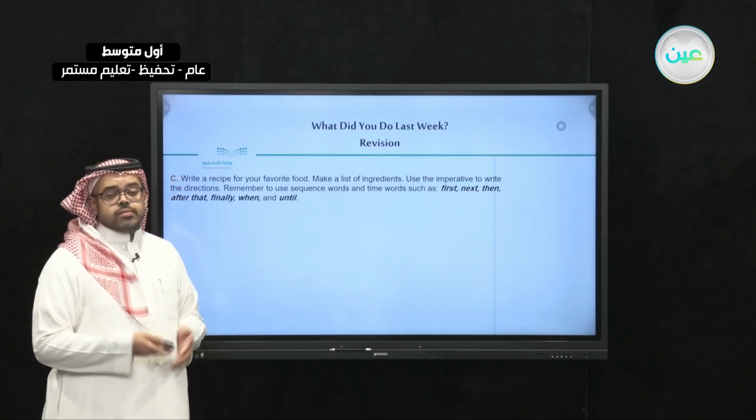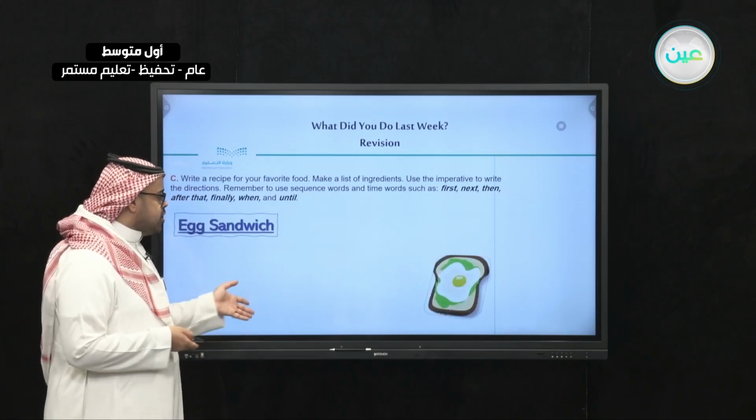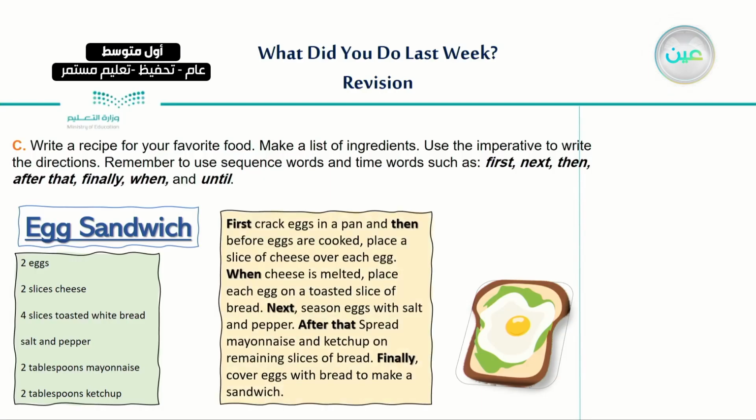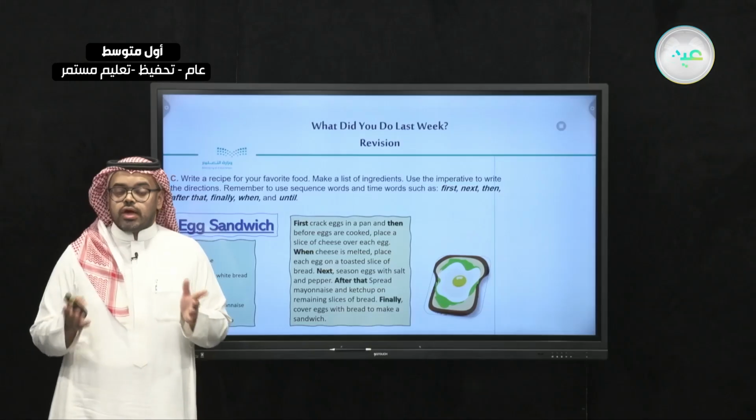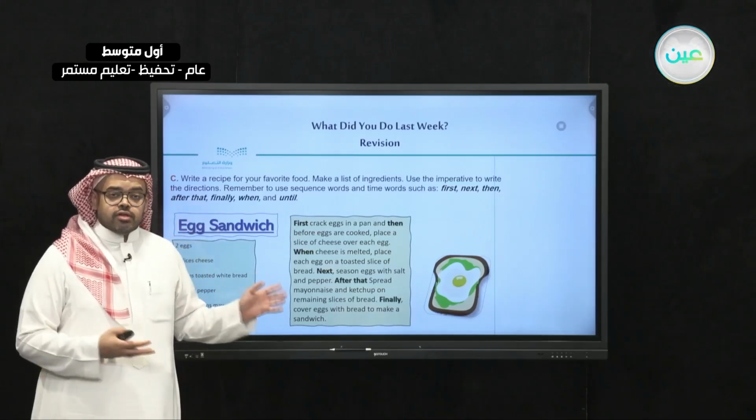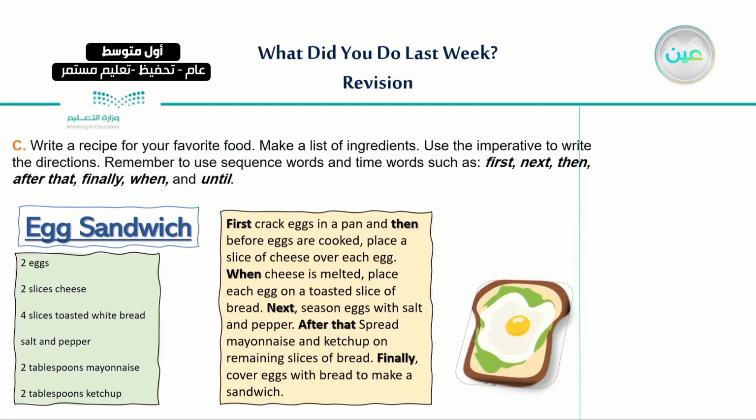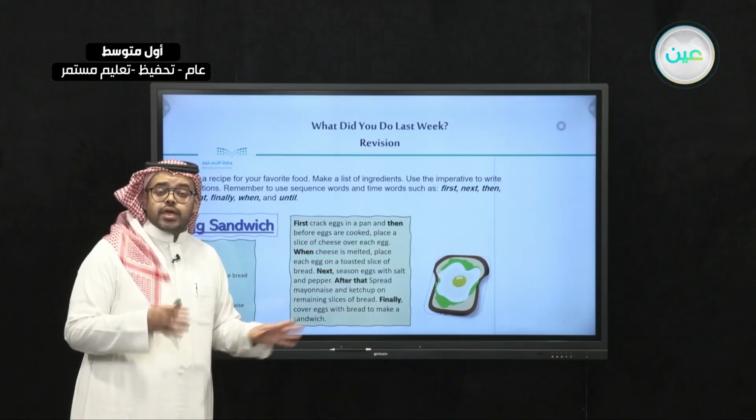We wrote our own recipe on our favorite food, and I gave the example of an egg sandwich. And I said that you can choose any food that you like, and you can write down the steps on how to make that food using the sequence words and also time words, as I did here. So here I gave an example of an egg sandwich, one of my favorite foods. The first thing I did is that I wrote the ingredients, as you can see here in green. And after this, I started to write down the instructions on how to make that food.